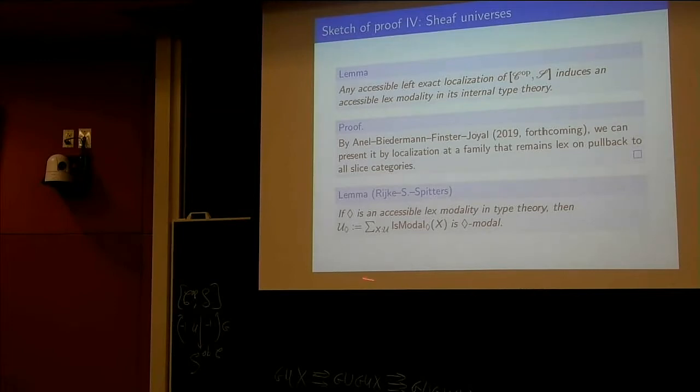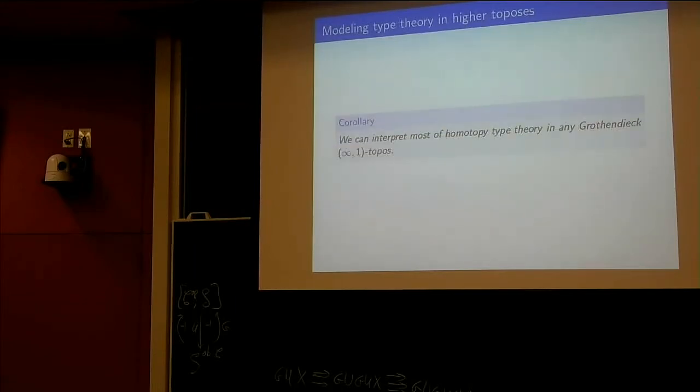And then that means that we can apply this theorem that if I have an accessible lex modality, then the universe of modal types is again a modal type itself. So the sum over the universe of the things that are modal. And so then this thing can play the role of a universe in the subtopos of sheaves. Okay, so that's my 4-slide summary of that.